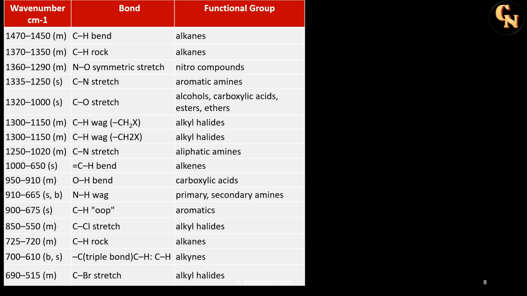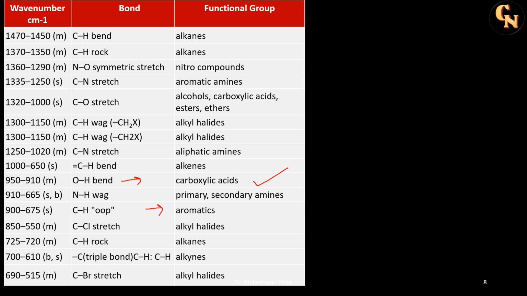Aromatic ring, aldehyde, alkenes. Carboxylic acid you have to remember, because many times the examples are based on carboxylic acids, phenols, alcohols. So it is from 950 to 910. OH bending is there for carboxylic acid. Similarly for aromatics, you will see OOP, which is nothing but out of the plane. Out-of-plane CH stretching is there for aromatic rings, between 900 and 675.